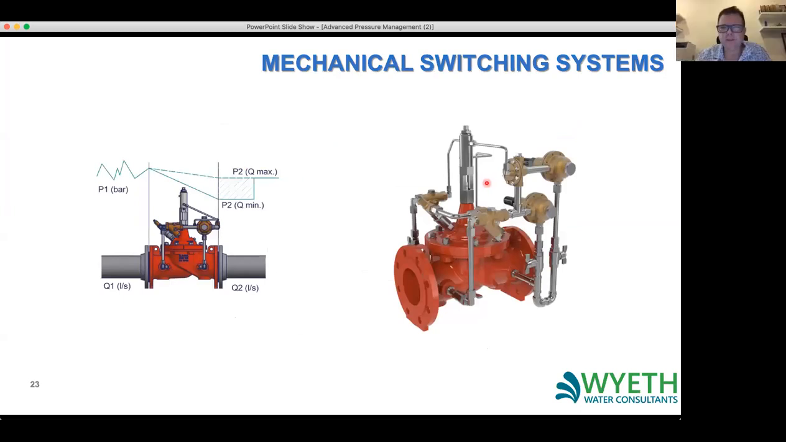And here's a couple of other valves from other manufacturers that do a similar thing as well. This one's from Clay Valve.